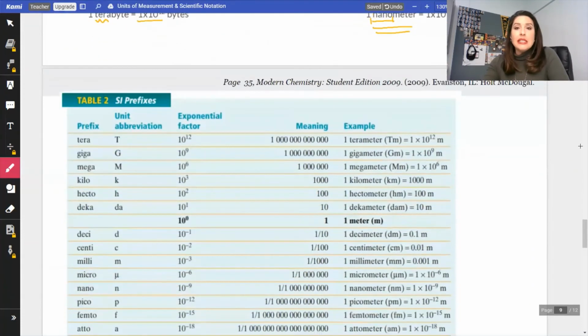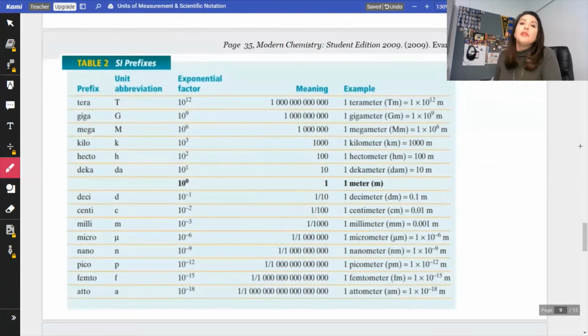So here is a chart from your book. You don't need to write it down, but here's the citation right up here in case you want to know how to find it.